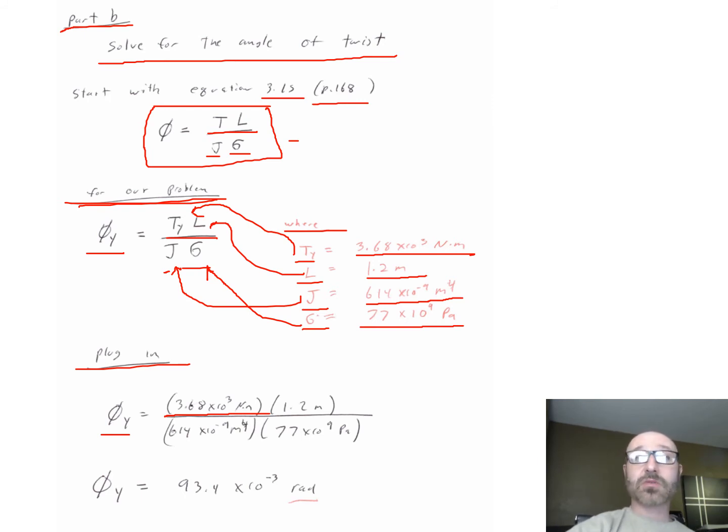Newton meters, not kilonewton meters, Newton meters right there for my T sub y, times my length L in meters. And then I come down here to my J value, 614 times 10 to the negative 9th meters to the fourth. And then I have my 77 times 10 to the 9th pascals.